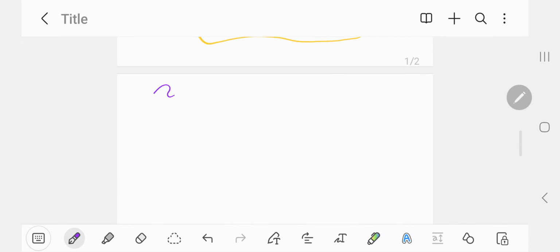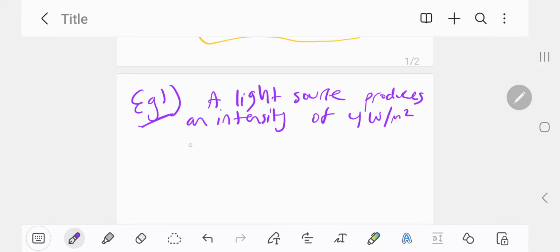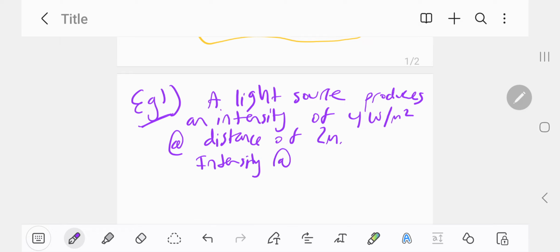So let's see how this works. Let's do some examples. So example 1. Suppose a light source, assuming it's spherical, produces an intensity of 4 watts per meter squared at a distance of 2 meters. What's the intensity at 4 meters? Let's work this out.